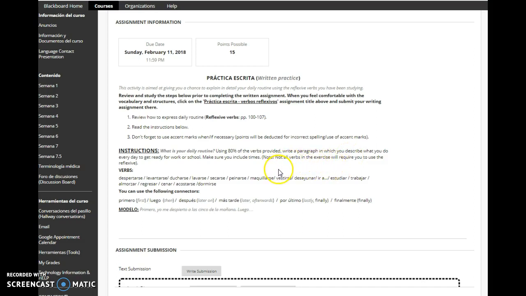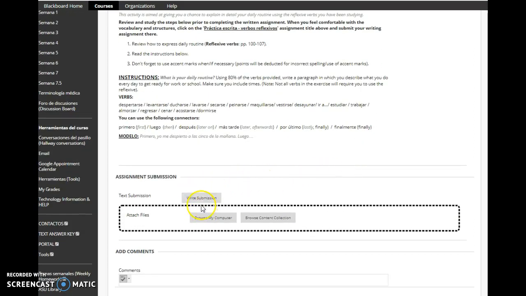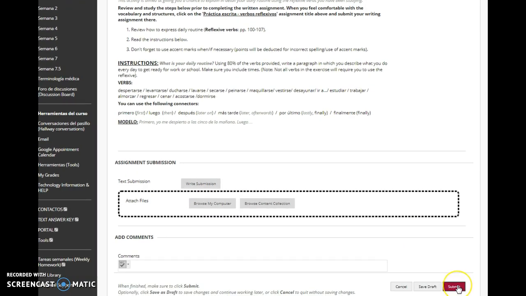You can also use connectors to help you in your narration, things like primero, luego, después, más tarde, por último, etc. But note that not all the verbs are going to require you to use the reflexive. So again, you'll write that, and you will either write the submission here, or if you prefer to do it on a Word doc, you can attach it here. And when you are done, you will submit at the very bottom.